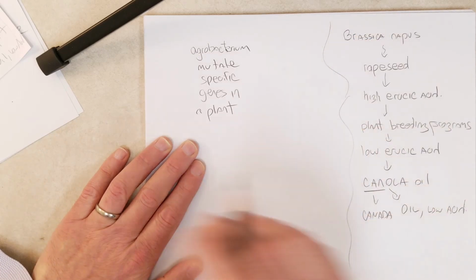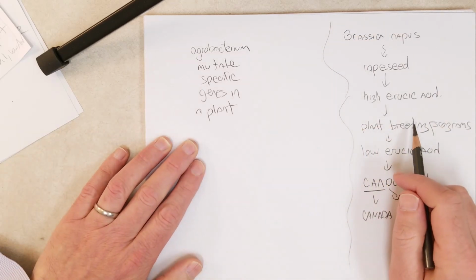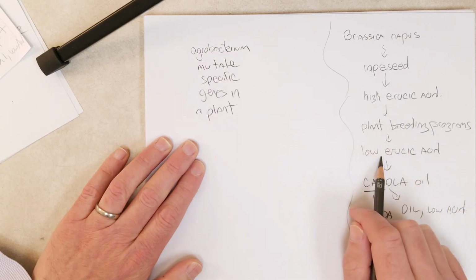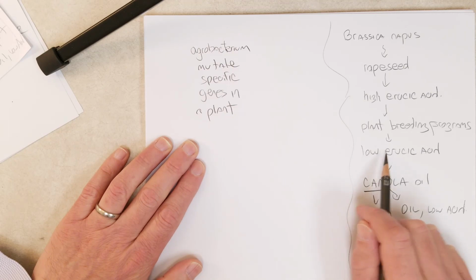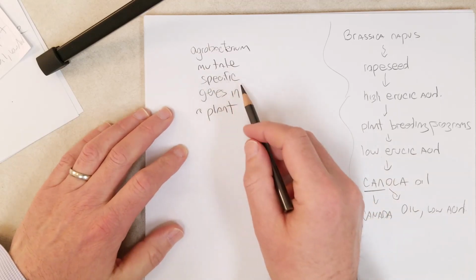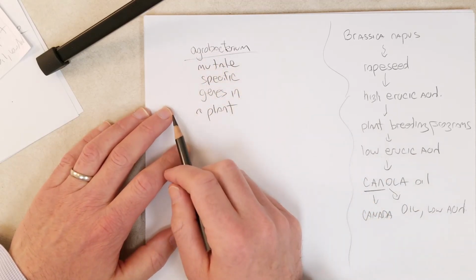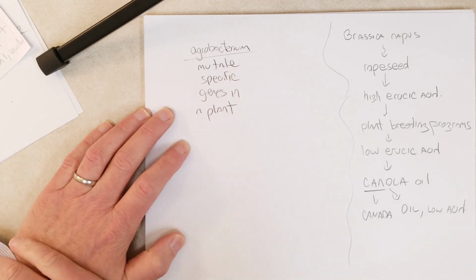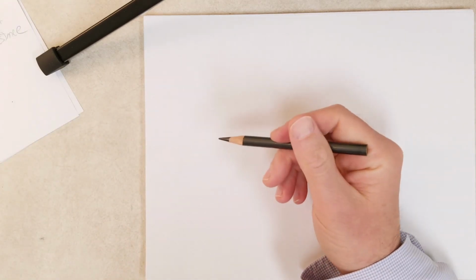So wouldn't it be nice if we had a targeted approach where we could mutate a gene that's required to make erucic acid and not mutate anything else in the plant? Well, we can do that. We can do that with Agrobacterium, but we need to adjust the Agrobacterium system to mutate a specific gene. And we can do that by combining the Agrobacterium system with CRISPR-Cas9 technology. So let's see how this works.